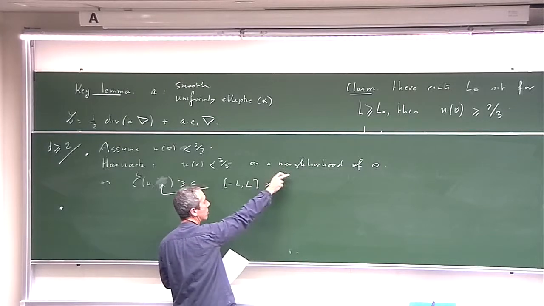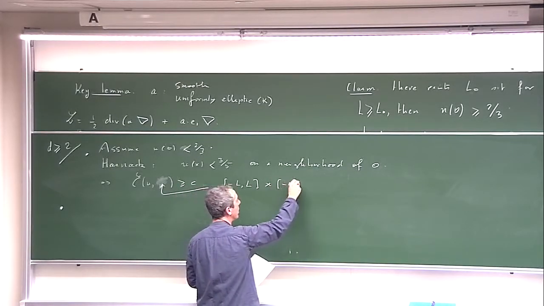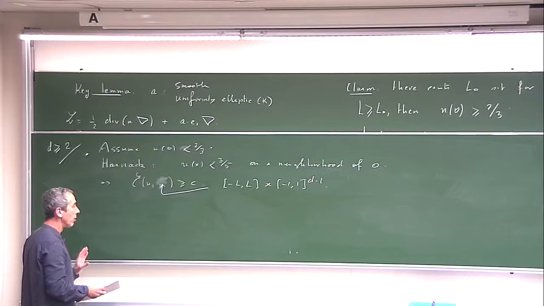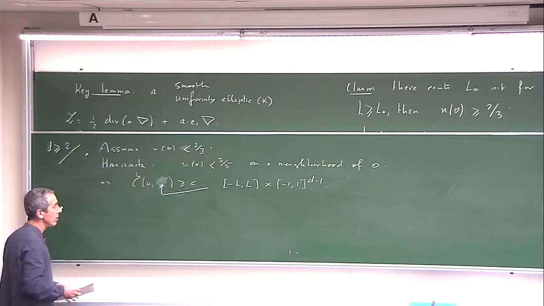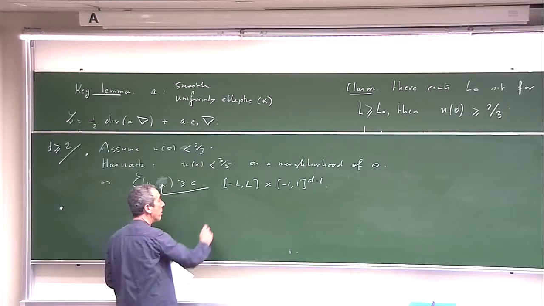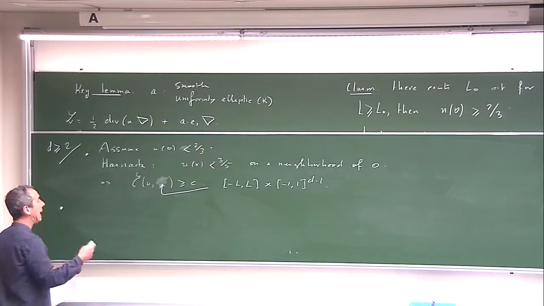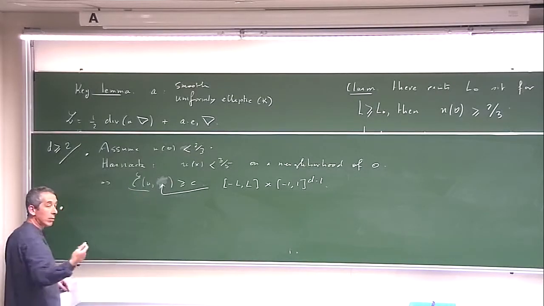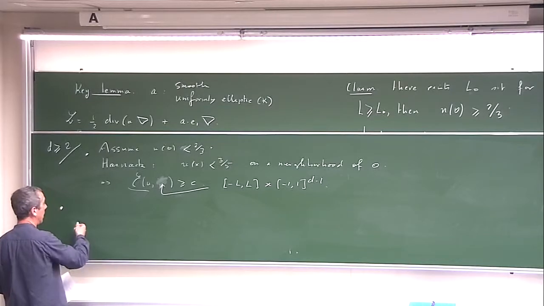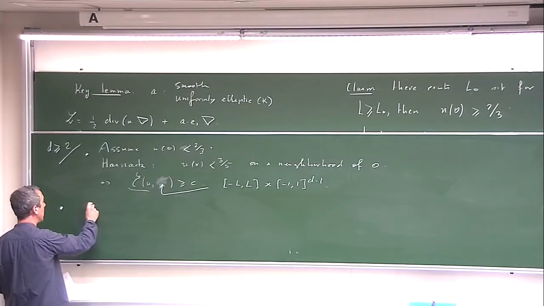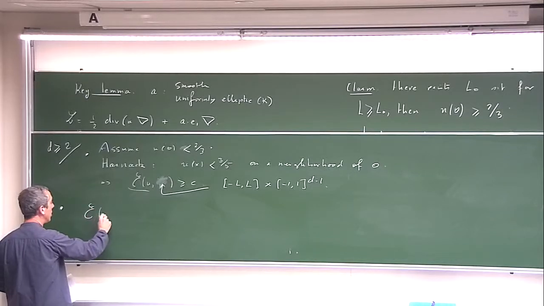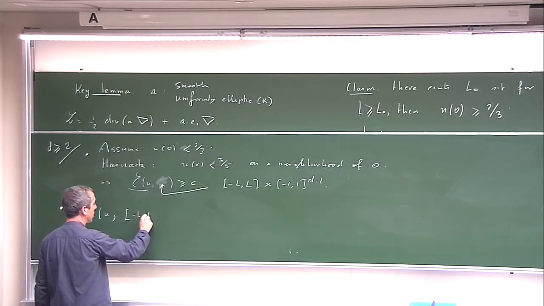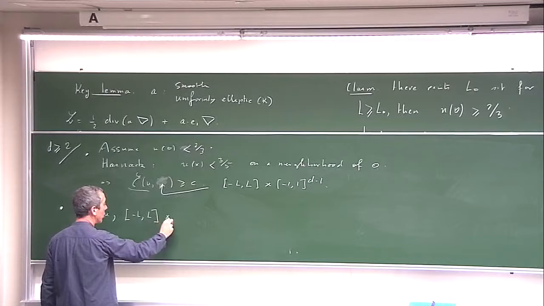And just to fix the ideas, let us decide that this neighborhood is square minus 1, 1 to the d minus 1. Okay? So just along one line, a neighborhood of fixed size along the line that goes from minus L to L. And then we'll get a contradiction by proving that this energy, when L grows, goes to 0 quite fast. And more precisely, we will prove that if you look at the energy of u in a set like this, minus L cross a box.